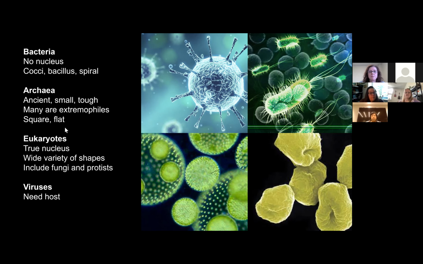So bacteria, they don't contain a nucleus, and they come in different shapes. As I mentioned, there are archaea, which are these ancient bacteria. They are very weirdly shaped, and a lot of them are extremophiles. So they're found in things like hydrothermal vents or things with very high or low pHs, so extreme environments. There's the eukaryotes, or things that have a true nucleus. Those can be single or multi-celled organisms, and they come in a wide variety of shapes. And then there are the viruses, and those actually need a host to be able to reproduce and survive.